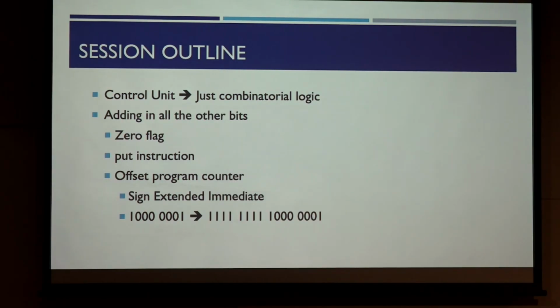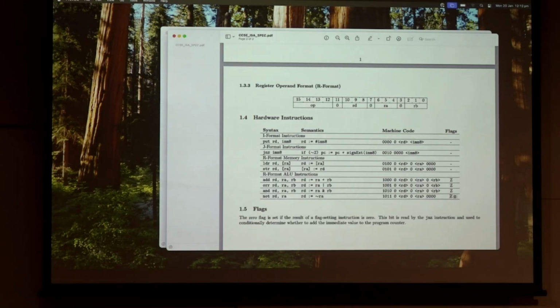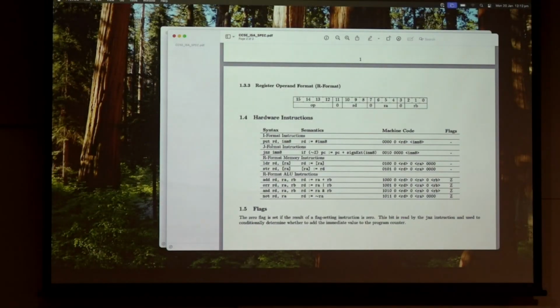So if I jump back quickly to here, we have this 0 flag, which I used for my conditional jump. We just added an extra register to track whether the last ALU operation produced a 0 result. Again, just combinational logic to determine that. So students were fairly happy doing that on their own. We had the put instruction, which I've kind of neglected, and that's our way of just sticking an immediate value into a register to actually get somewhere.